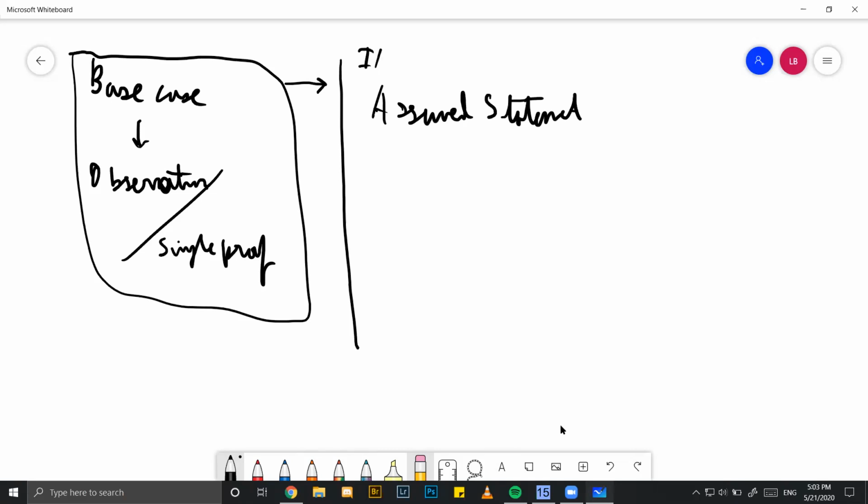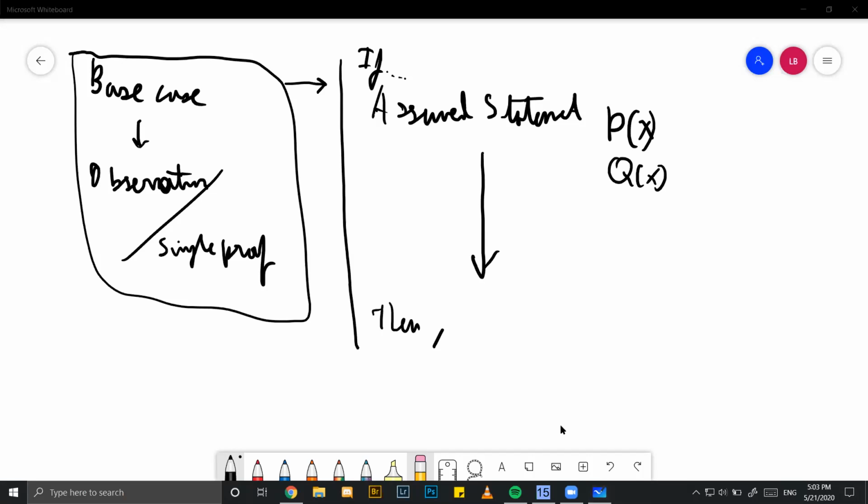If this assumed statement is true, which is usually denoted by some P(x) or just some random function, then... I don't know what that was. Okay, just continue.